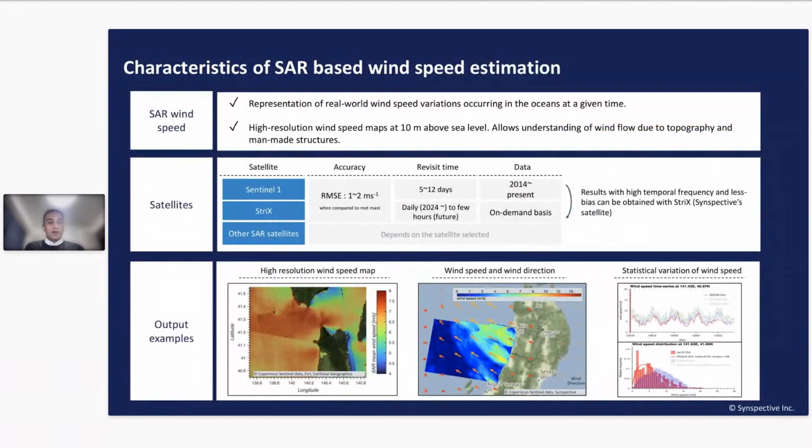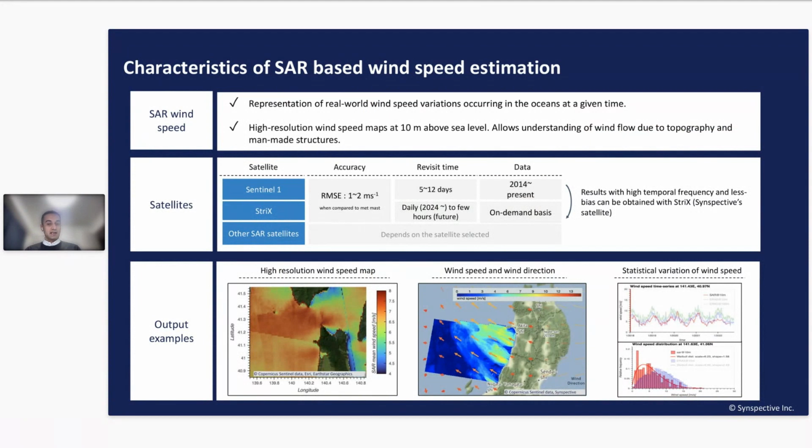And next, I'd like to talk about our wind speed solution and some characteristics of SAR-based wind speed estimation. So with SAR satellites, we can get representation of real-world wind speed variations that occur at a given location at a given time.